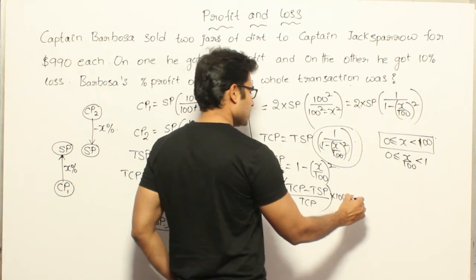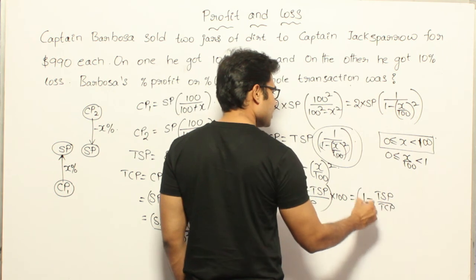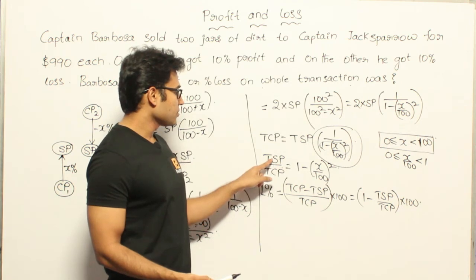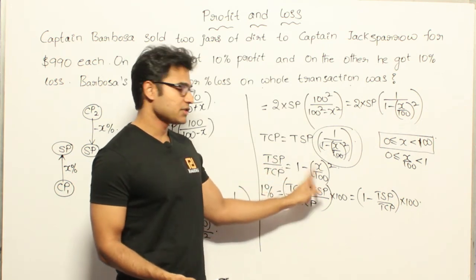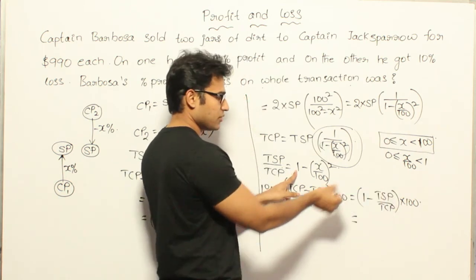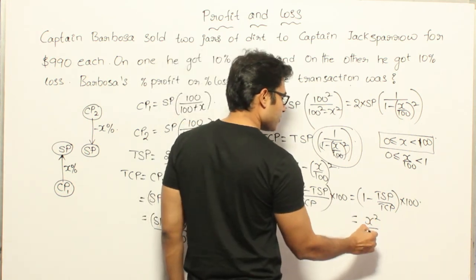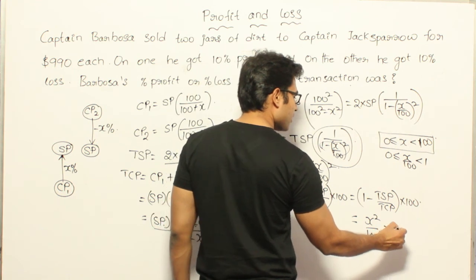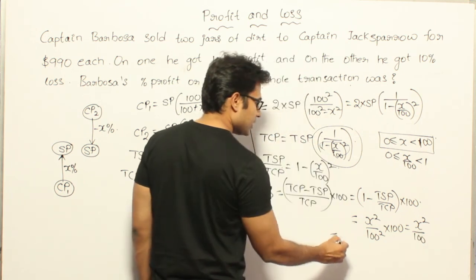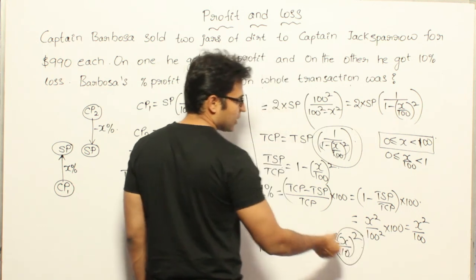Then what do I get? This is going to be 1 minus total selling price divided by total cost price into 100, right? Now we know that total selling price by total cost price equals 1 minus x by 100 whole square. Therefore if I substitute 1 minus x by 100 whole square, 1 and 1 will get cancelled and this minus will become plus, which means x square by 100 square into 100, which is nothing but x square by 100. So you can write it as x by 10 whole square. Sometimes you might even see this in the options, right? X by 10 whole square.